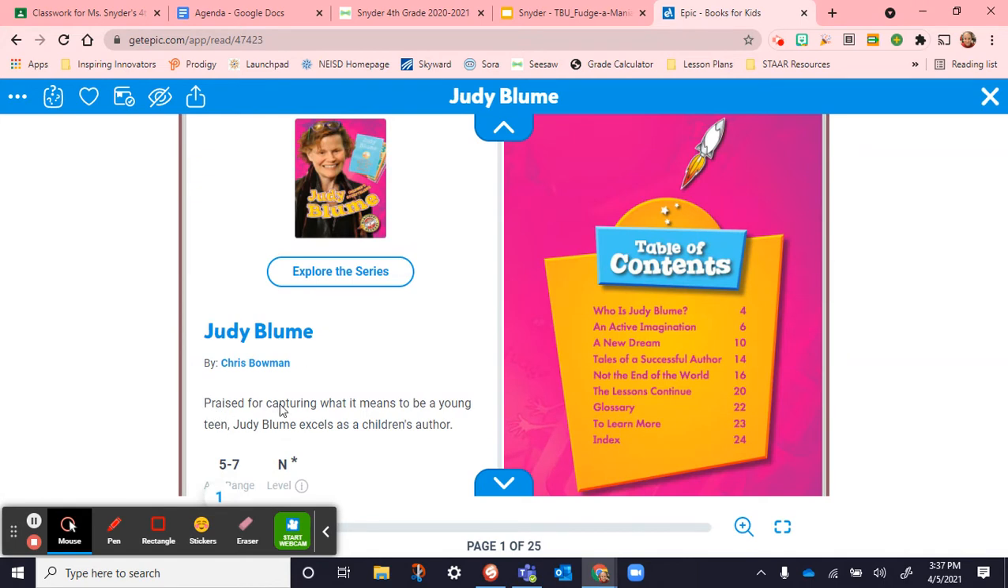All right, so Judy Blume, praised for capturing what it means to be a young teen. Judy Blume excelled as a children's author. So you can read this about her. It talks about when she was young and how she really didn't feel like she fit in, and how she became an author. At first she wasn't successful and she went back, took some classes, and worked on strengthening her writing. Then one of her books really caught on, and that was her start to being so popular. And she's still continuing to write. So we looked at that.